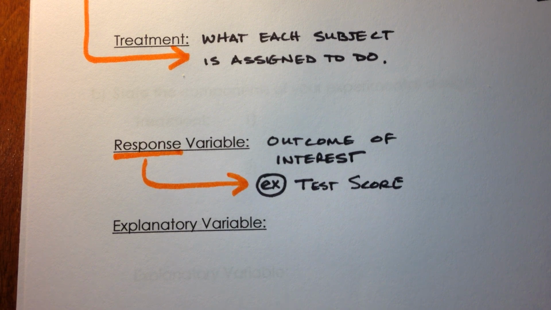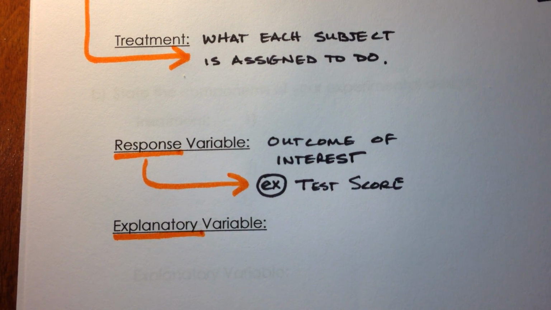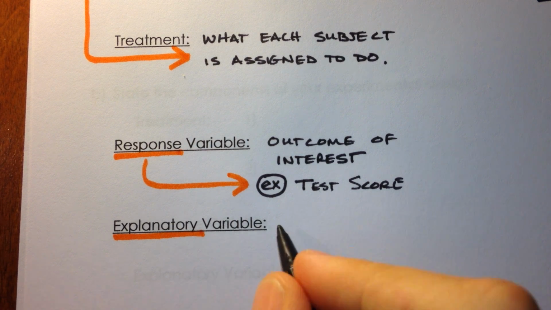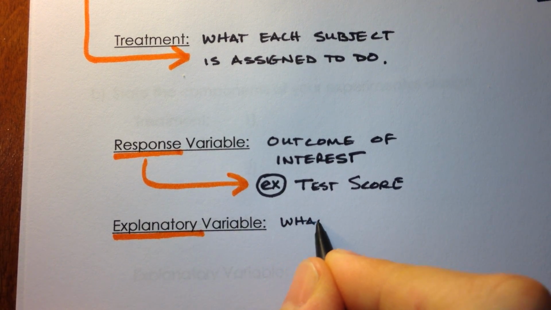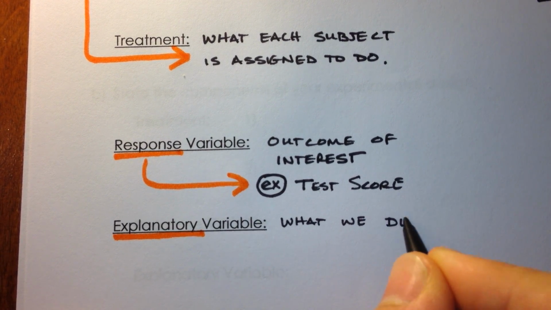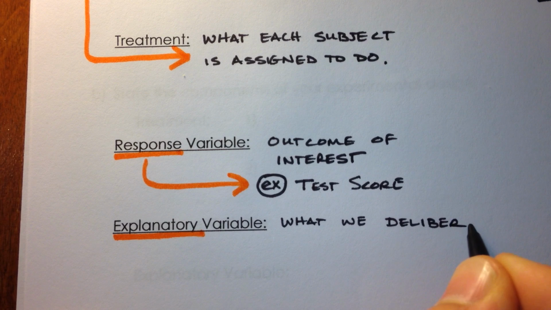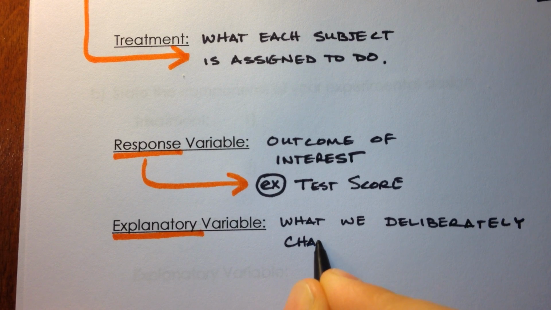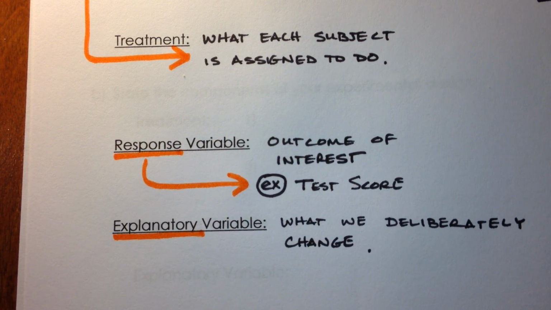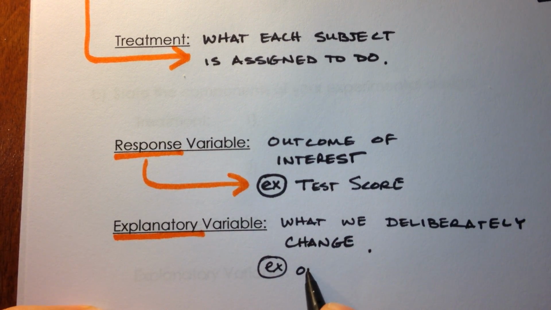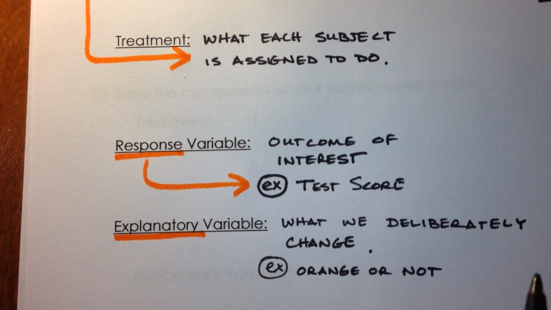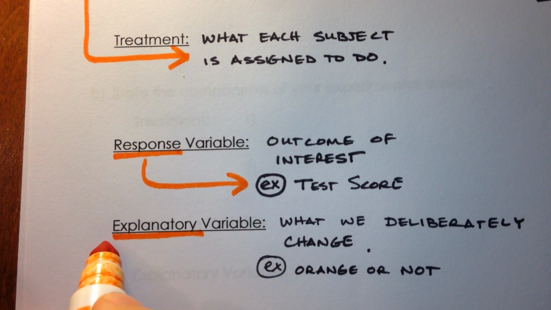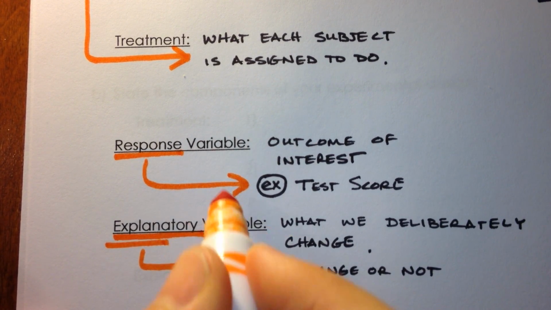So that brings us to the explanatory variable, and that's what we deliberately change. In the case of our experiment, the thing that we deliberately changed is what students eat in the morning. So the orange or not orange. And again, it's because we think that they explain the response variable.